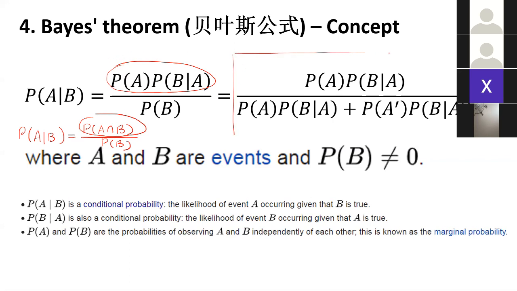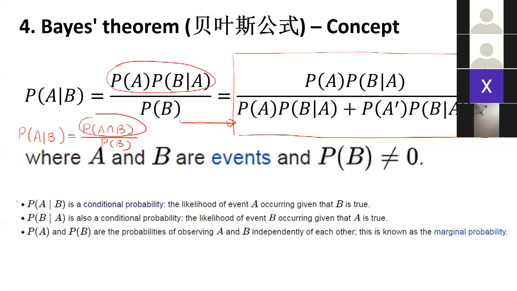So next, we can further expand this conditional probability to this form. So the numerator does not change. The denominator can be rewritten as a total probability. That means the probability B can be rewritten as two parts. First part is probability of A times the probability of B given A, plus the second part, which is the probability of A prime times the probability of B given A prime. Okay, so let's write this down on our notebook. We're going to use this theorem to solve some questions.